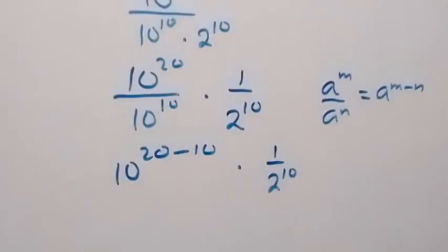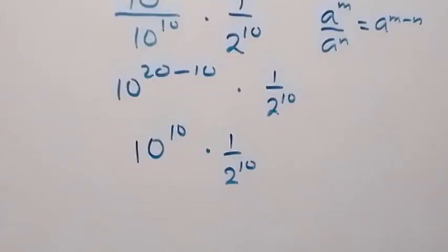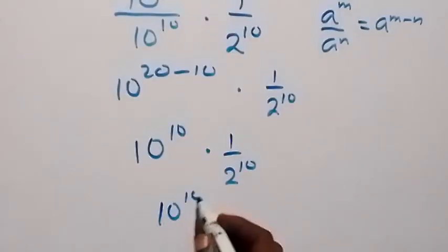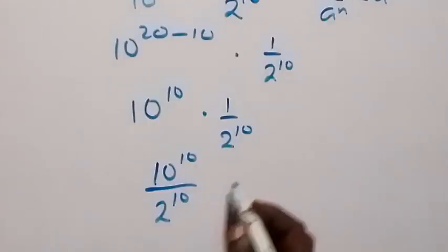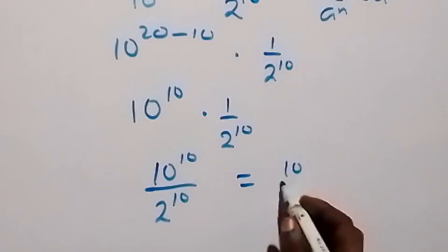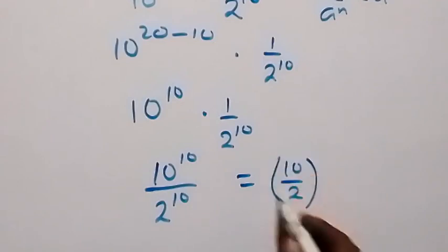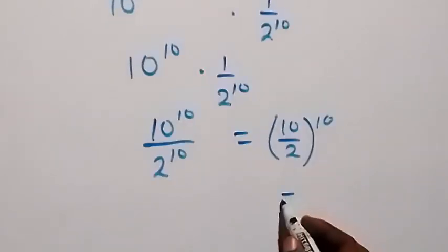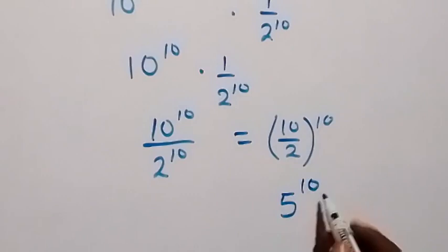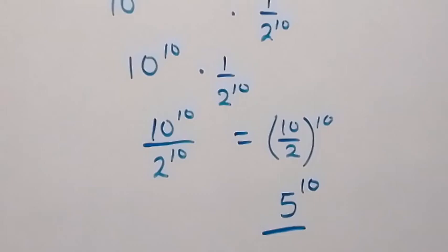Then what we have now here becomes 10 raised to power 10 times 1 over 2 raised to power 10, which is also 10 raised to power 10 over 2 raised to power 10. And also here we can write it as 10 over 2, all raised to power 10. And 10 over 2 here, that's 5, which is 5 raised to power 10. So here, same thing with what we have in the first method.